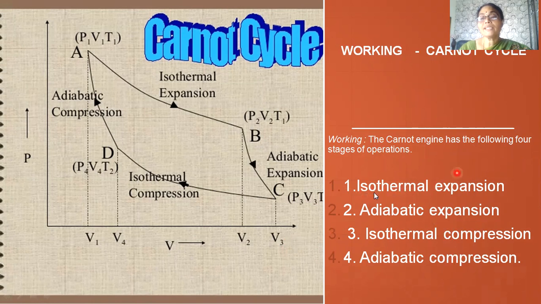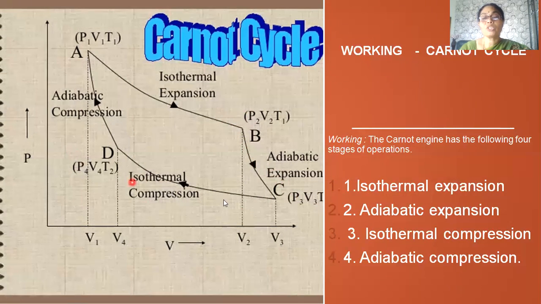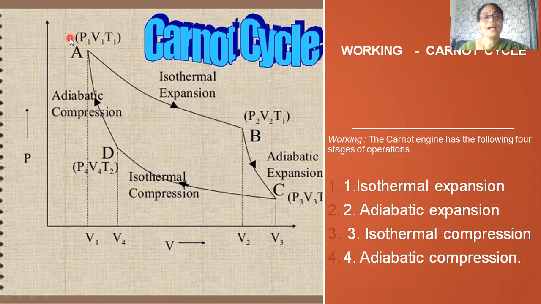The first one is isothermal expansion. Second one is adiabatic expansion. The third one is isothermal compression. And fourth one is adiabatic compression. So this is the complete cycle: isothermal expansion, adiabatic expansion, isothermal compression, and adiabatic compression. This cycle is known as Carnot cycle.